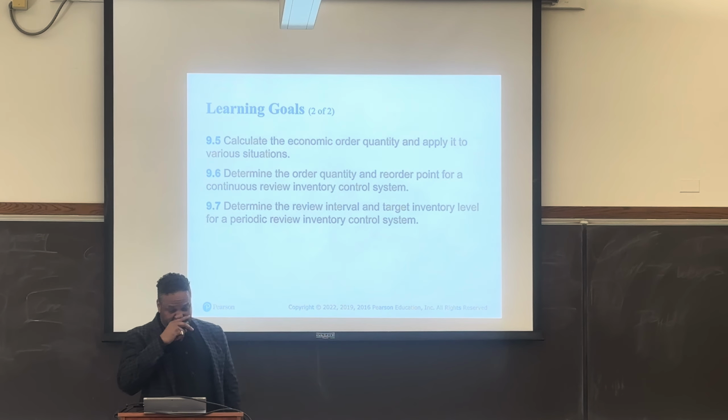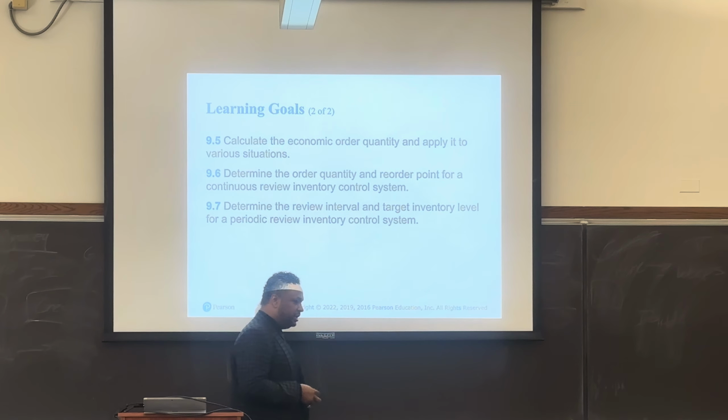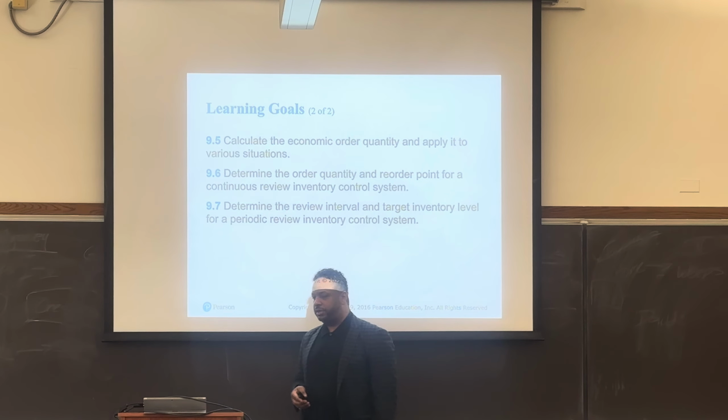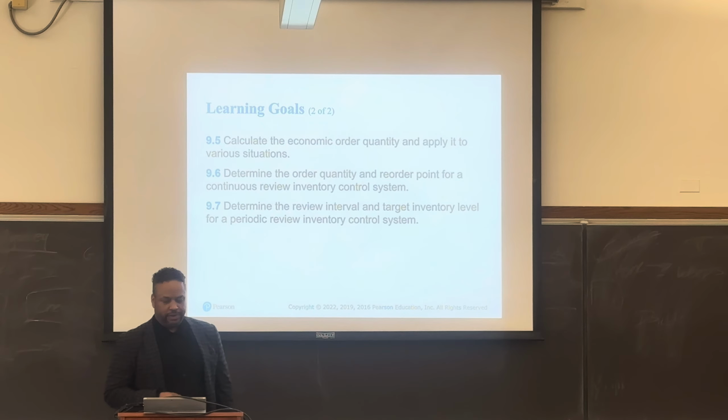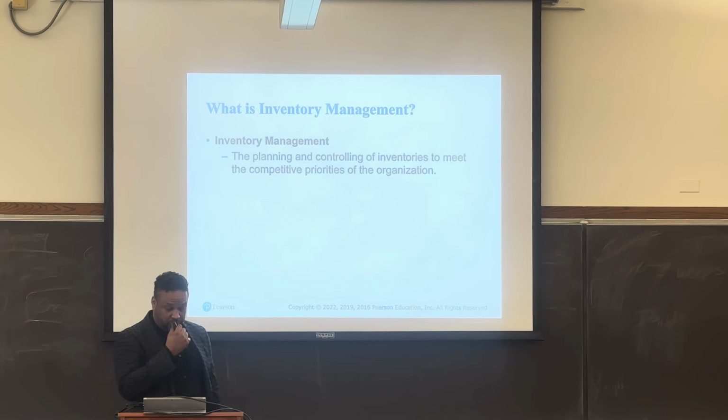We'll calculate the economic order quantity and apply it to various situations. We'll look at that formula, not a very complex one, but we'll try to break it down. Determine the order quantity and reorder point, right? Continuous review, and determine review interval and target inventory level for periodic review and inventory controls.